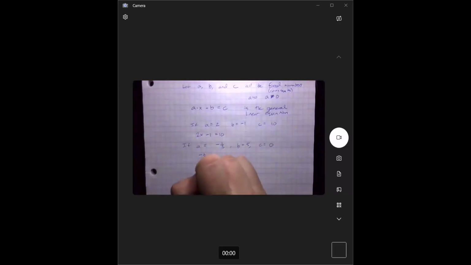If A equals, let's say, -1/3, B equals 5, and C equals 0, then I could have -1/3 x plus 5 equals 0, right? And there, even though I have a multiplication by a fraction, I could think of it as minus x/3 plus 5 equals 0. So I can think of it as a multiplication by a fraction less than 1, or I can think of it as a division.